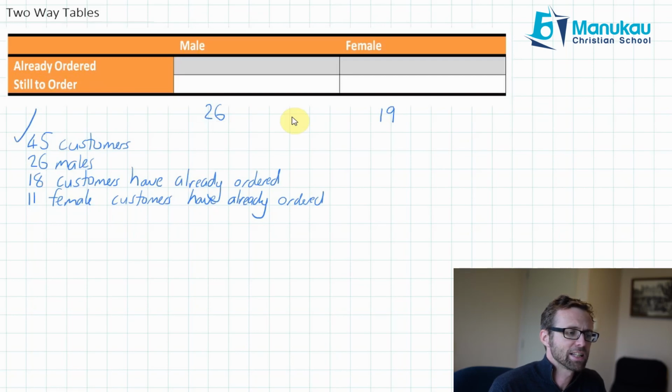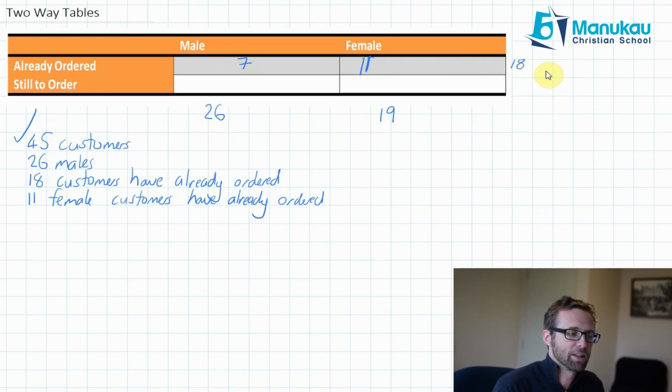We've got 18 customers who have already ordered. So I write that here, since horizontally we can say that this cell here plus this cell must be 18. We've got another piece of data that 11 female customers have already ordered. So now I can fill in this part of our chart here. This is 11. And since this must add up to 18, we must say that the number of males who have already ordered is 7. And now we're away and laughing.